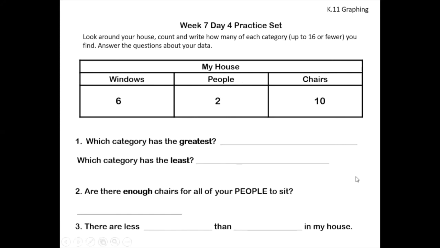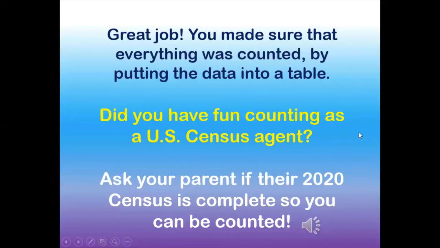Now, if you don't print out the practice set, remember to write down this information on your paper. Make you a nice rectangle and add you a box. You can put a W and a P and a C. You don't have to write the words all the way out. And count up how many of each you have. Alrighty. Great job. You made sure that everything was counted by putting the data into a table.